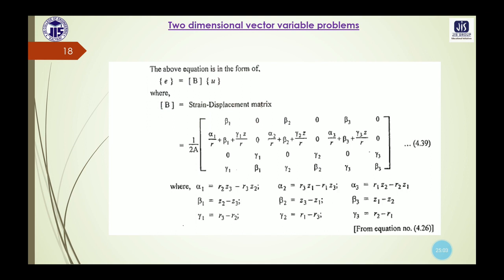So we can see from this equation number 4.39 the formula for the strain displacement matrix. So this is actually a 4 by 6 matrix. In this matrix, alpha 1 is R2 Z3 minus R3 Z1. Then alpha 2 is R3 Z1 minus R1 Z3. Alpha 3 is R1 Z3 minus R2 Z1. Next, beta 1 is Z2 minus Z3. Then beta 2 is Z3 minus Z1. And beta 3 is Z1 minus Z2. Next, gamma 1 is R3 minus R2. Then gamma 2 is R1 minus R3. And gamma 3 is R2 minus R1. So this is the formula of the strain displacement matrix that we have seen here.